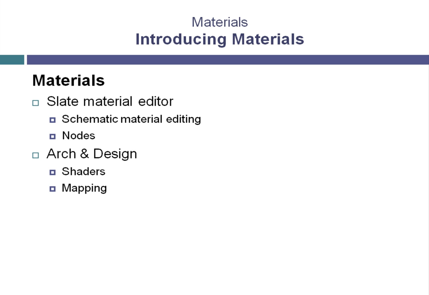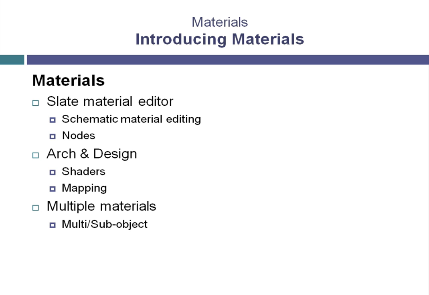We'll then look at the important process of applying multiple materials to single objects. By default, you can put one material on one object, but there are many times when we need to put more than one material onto a single object. We'll look at various methods for doing that.